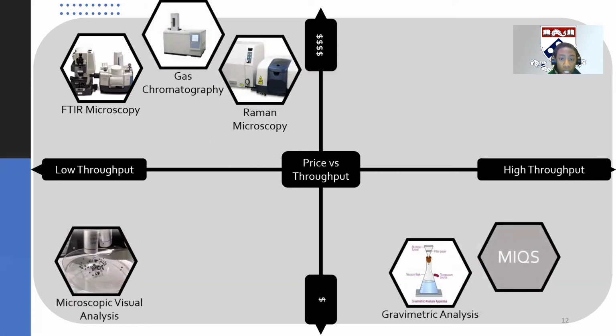We also look at the niche the MIQS system has in comparison of expense to throughput, and we realize that the systems that encompass microscopy and spectrometry are very expensive and low throughput because they are manual, and the microplastic visual analysis is low throughput and inexpensive because most labs already have or can purchase an optical microscope that is capable of working with these samples. The MIQS system actually shares this space with the gravimetric analysis in that they're both high throughput and inexpensive.